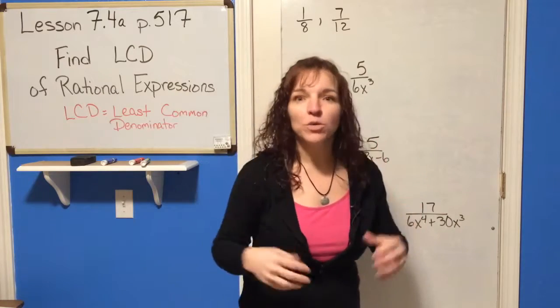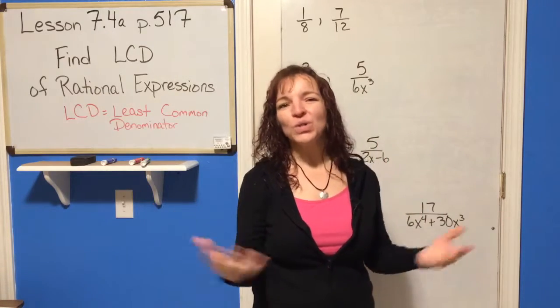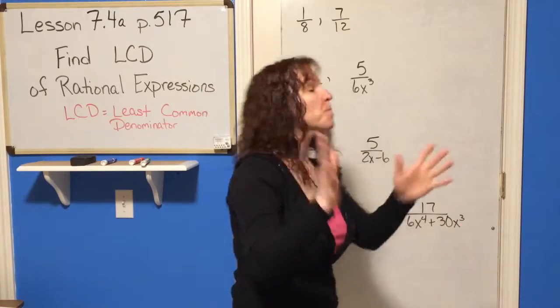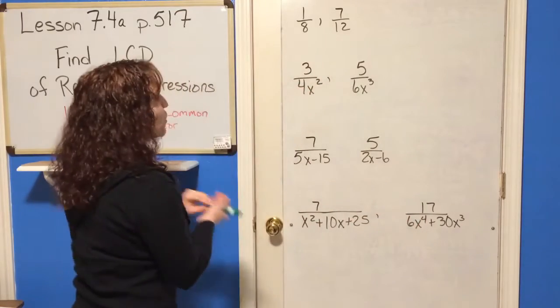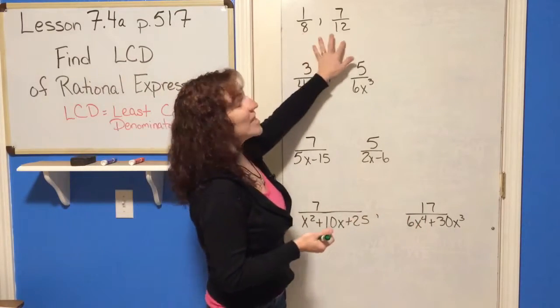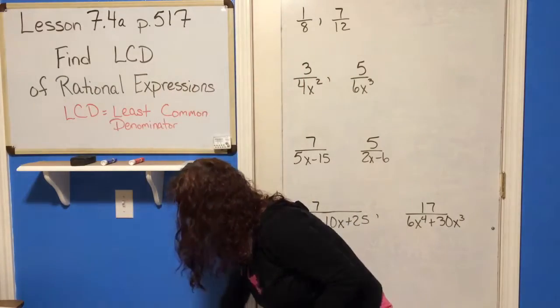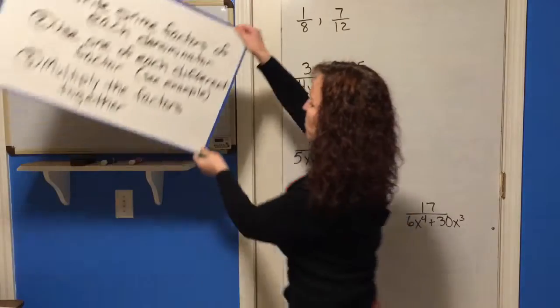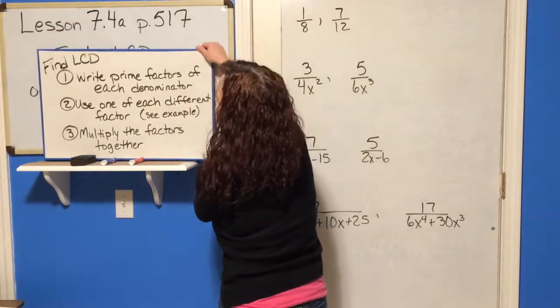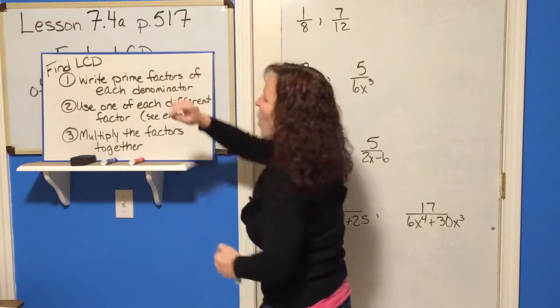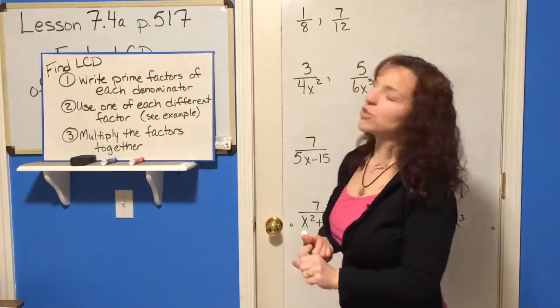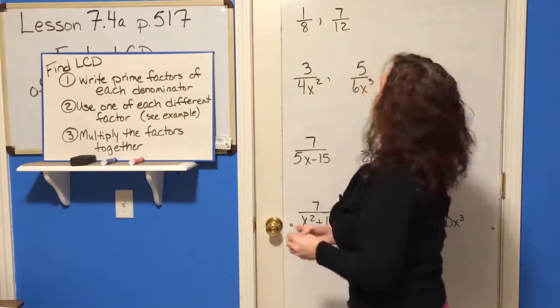But what if they don't? Because you know, in the real world, it's not always easy. So what happens if you have two fractions that don't have the same denominator? We're going to have to find it, and I have some easy sneezy steps to follow. Here we go. To find the LCD, step 1, you're going to write the prime factors of each denominator.